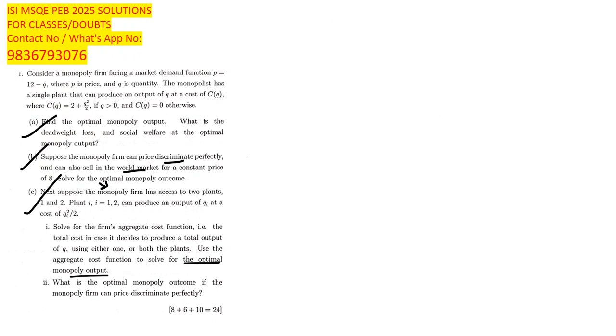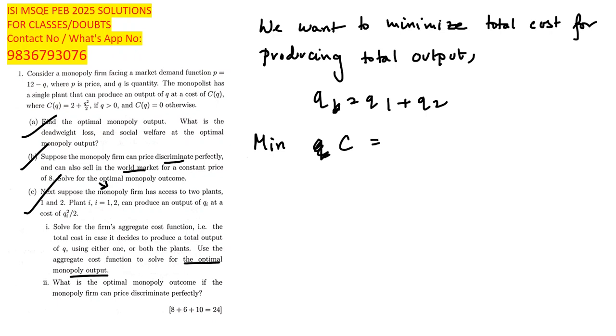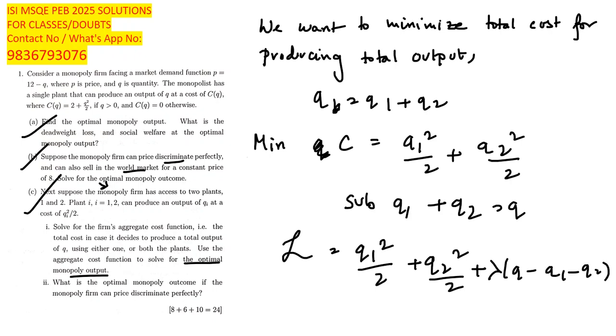So here first we want to minimize total cost for producing total output Q. So Q is Q1 plus Q2. We have to minimize cost, Q1 square by 2 plus Q2 square by 2, subject to Q1 plus Q2 is equal to Q. Then we will use the Lagrangian: Q1 square by 2 plus Q2 square by 2 plus lambda times Q minus Q1 minus Q2.